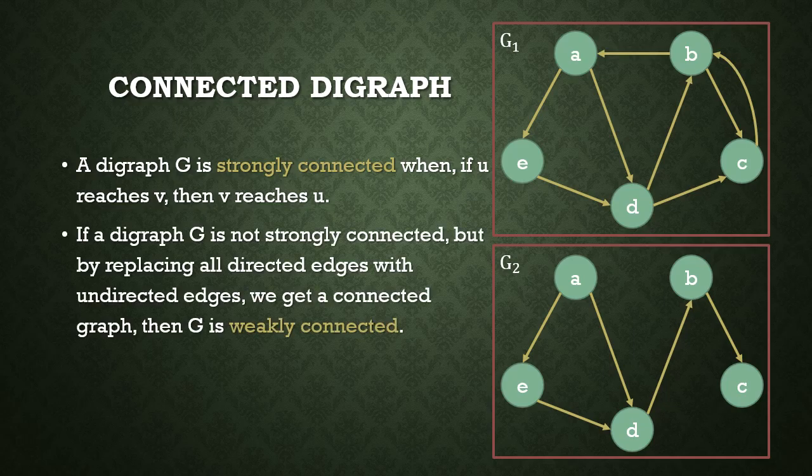If a digraph G is not strongly connected, but by replacing all directed edges with undirected edges, we get a connected graph, then G is weakly connected. I leave it upon you to ensure and convince yourself that the graph G2 shown here is not strongly connected, but still it is weakly connected.